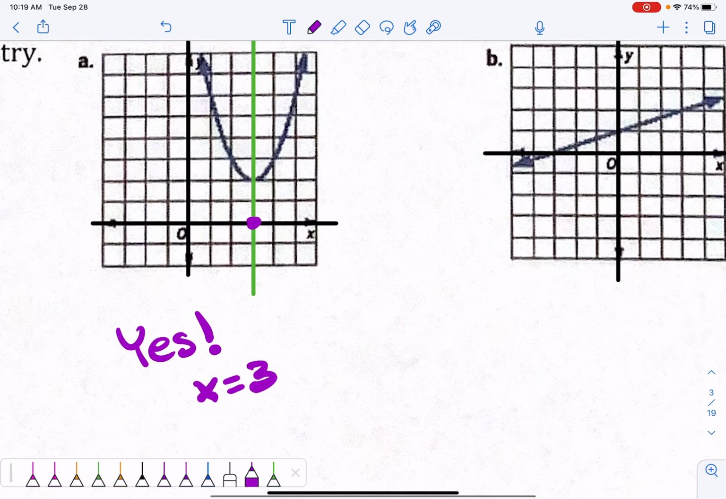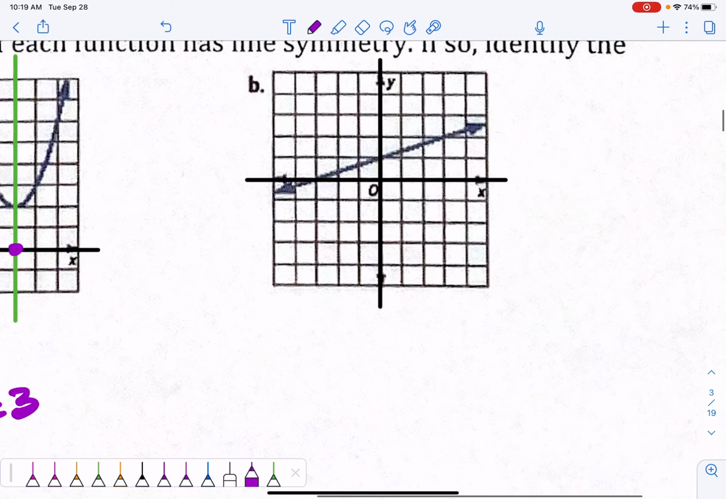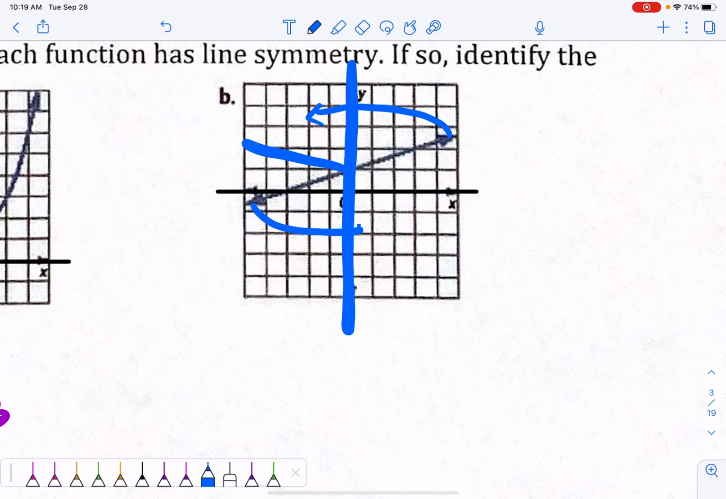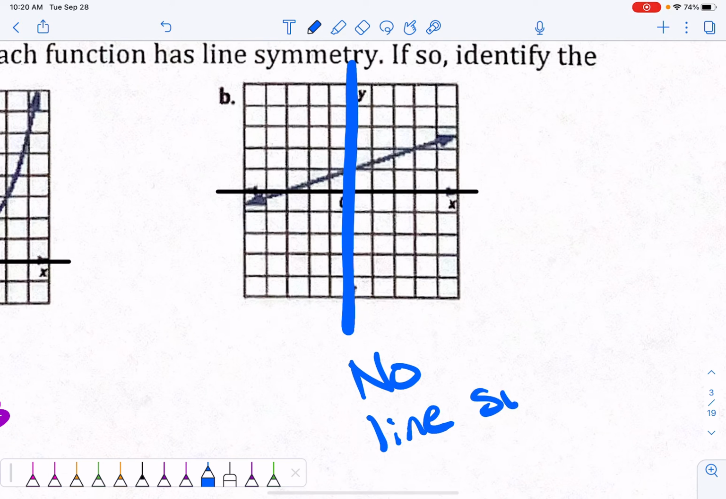So x equals 3 is that line of symmetry. Now we're looking at B, and we're saying, can you draw a vertical line straight up and down so that he maps onto himself? Well, you might think like, okay, let's try and draw this line, like the y-axis. But if I map this one over here, he's going to go this direction. And if I map this one over here, he's going to go this direction. It's going to make like an X pattern, okay? So he's not going to be exactly perfect, so this is not going to have a line of symmetry. No line symmetry.